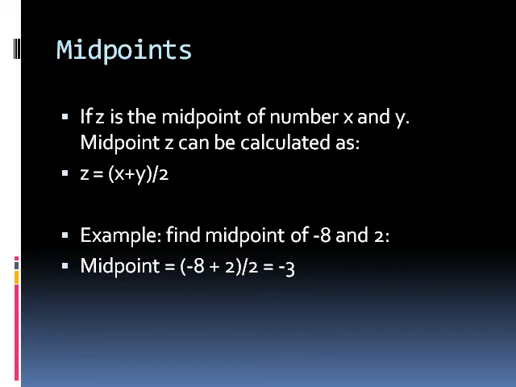Let's look at an example. Let's say on the number line, you want to find the midpoint where the lower limit is -8 and the upper limit is 2. So what is the midpoint or the middle of this range? If you follow the formula z equals x plus y over 2, you would have -8 plus 2 in brackets, divided by 2, which is equal to -6 divided by 2, which is equal to -3.